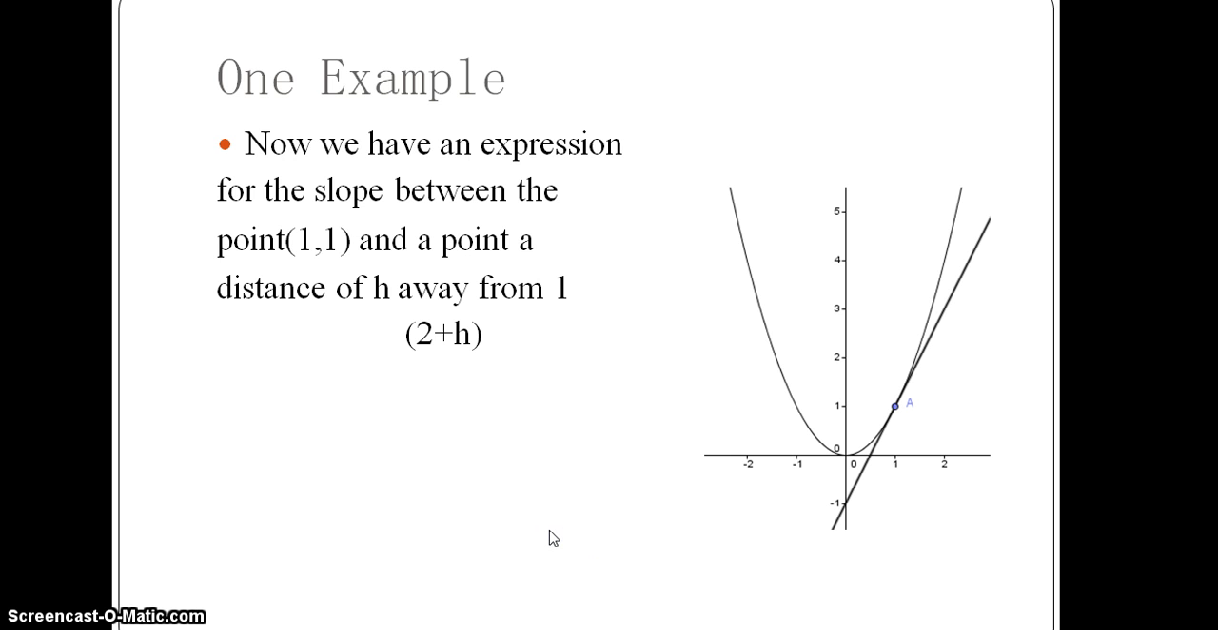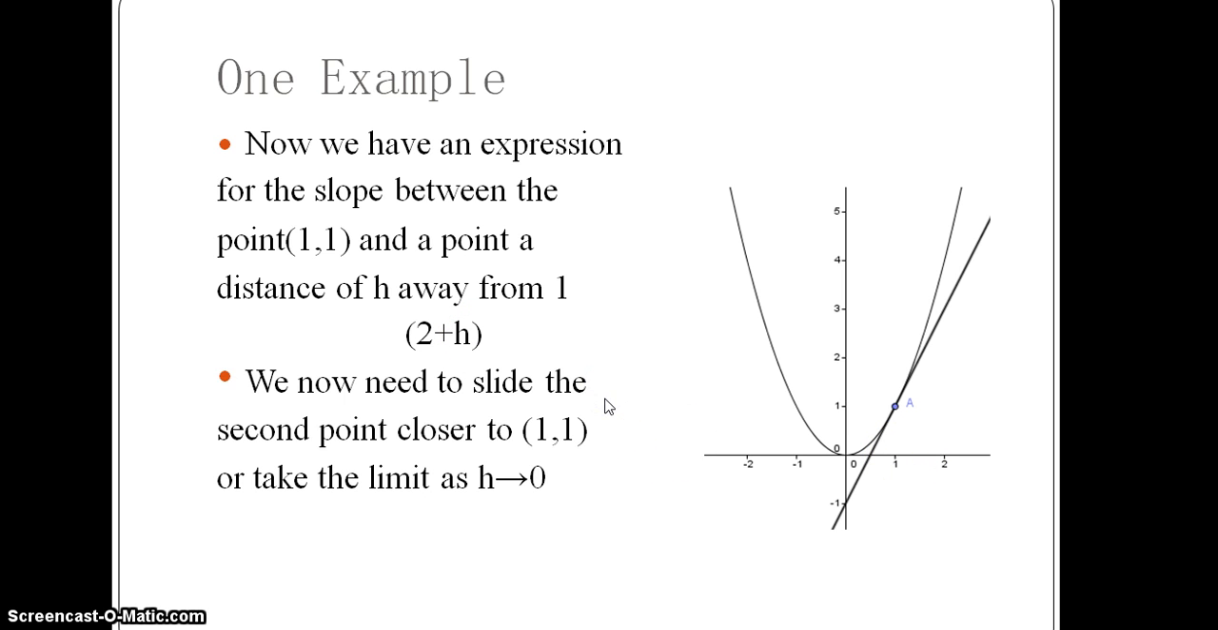There's our graph again, just to remind you. And now we have an expression for the slope between the point (1, 1) and a point h distance away from 1. So now our job is to shimmy that little point right close to A. And what we essentially are going to do is we want h to be 0. We want the difference between this point and the point that we made up to be 0, so that they're essentially on top of each other. So that is, we need a limit to do that.